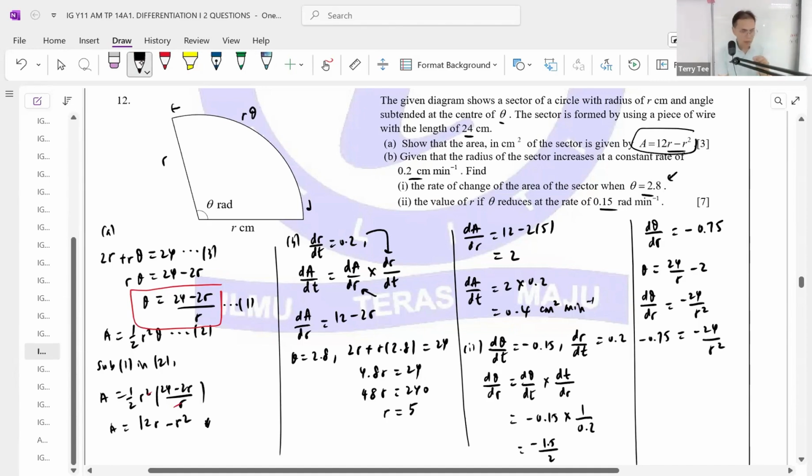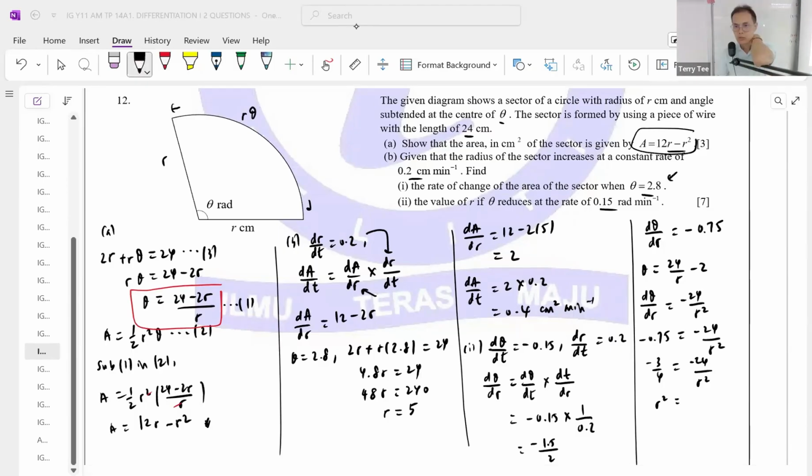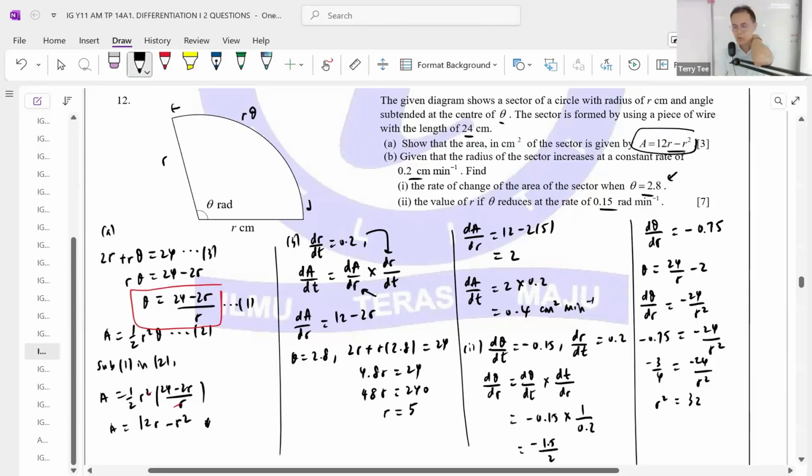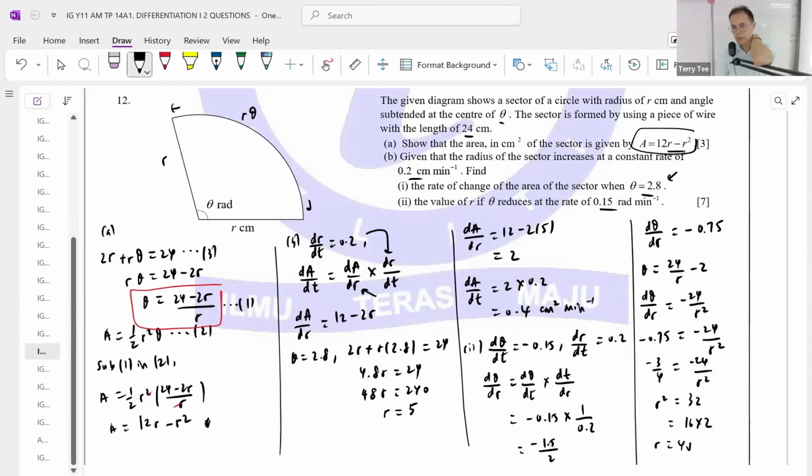Our job is to find r, right? Okay, 0.75 is 3 over 4. Use 3 over 4. A bit ugly. 24, bring up, bring down. 24, you divide by 3, it's 8. 8 times 4, 32. 32, right? The problem is, if you square root, you don't get a nice answer. 32 is, you think 16 times 2. If you square root it, you get 4 root 2.